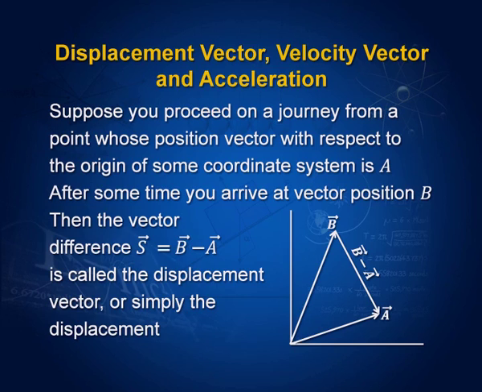We were at A, after some time we reach at B, where both A vector and B vector are our positions with respect to a certain coordinate system. Then the difference between B and A, between the final position and the initial position, is the displacement vector B minus A. So, the displacement vector denoted by capital S is equal to vector B minus vector A. It is called displacement vector or simply displacement, but you must remember that it is a vector.